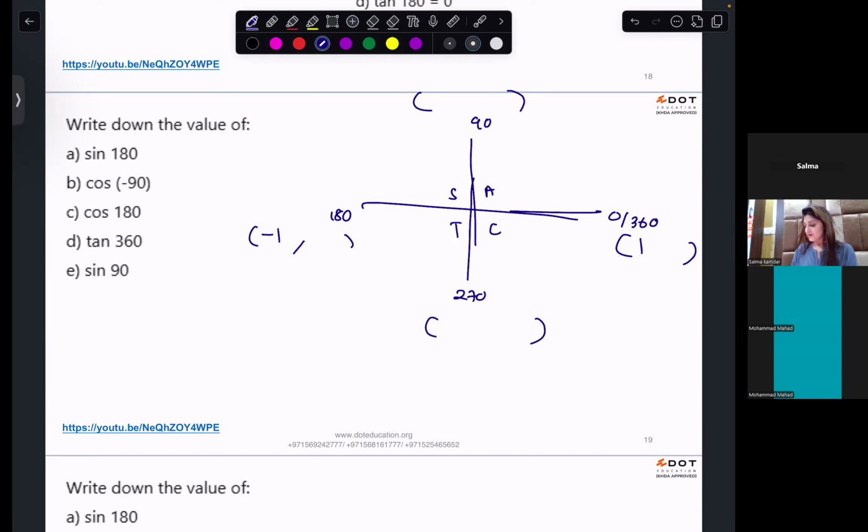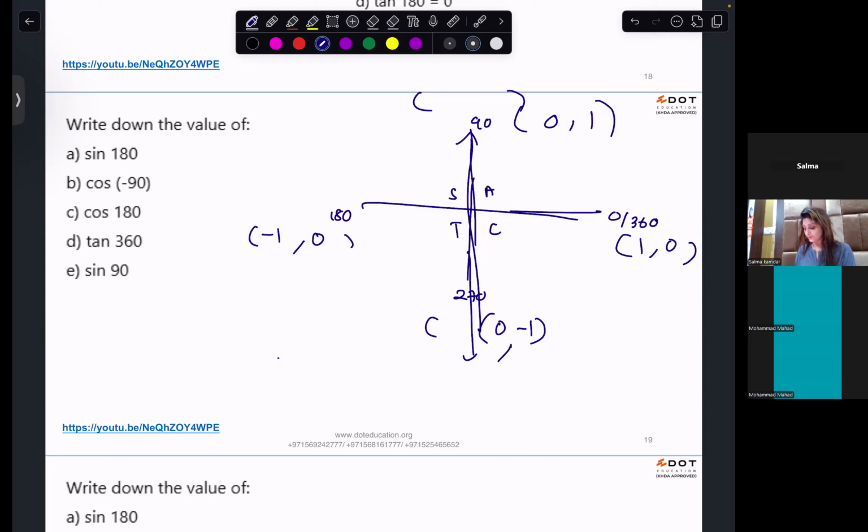And then for 90, it's going to be the x coordinate, then I'll write the y coordinate. For the up part, it's one, first zero. For the down part, it's always minus. So 0, 1 and 0, minus 1. So this you have to know.